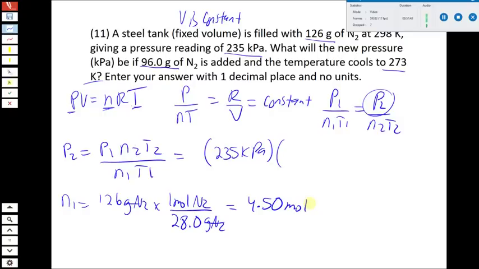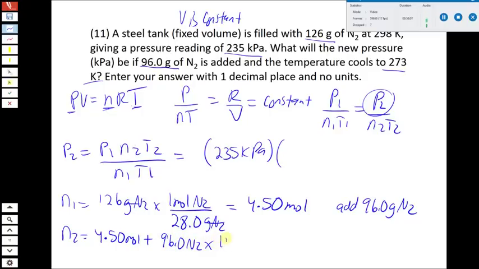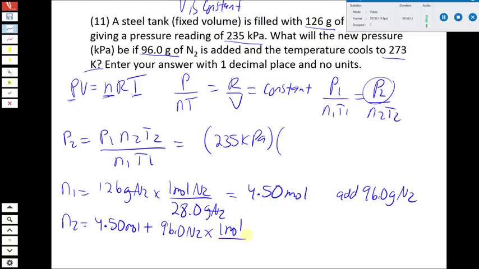And then what we're telling you is that we're adding 96 grams of N2. So the n2 then is going to be the initial amount that we started with, 4.5, plus the amount that we're adding. So plus 96 grams of nitrogen converted to moles also. So n2 is not the amount that we added. n2 is the total amount that we have at the end. That's always going to be true for ideal gases. If you add gas or subtract gas, n2, the number of moles, is not the amount that you're adding or subtracting. It's the amount that you actually have after the addition or subtraction.